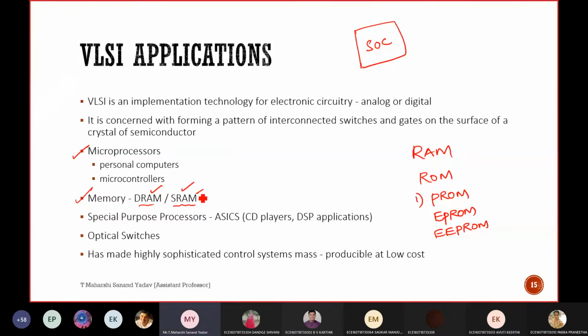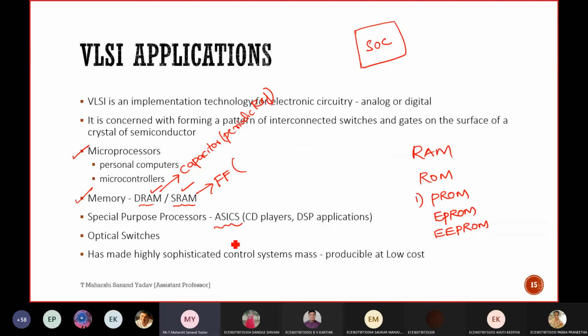In static RAM, we will make use of flip-flops, whereas in dynamic RAM, we'll store information in capacitors. So for this, periodic refreshment is needed, or else it will lose the information present in it. Whereas static RAM will make use of flip-flops which can store the information. This is a major difference. And I hope you know about this one.